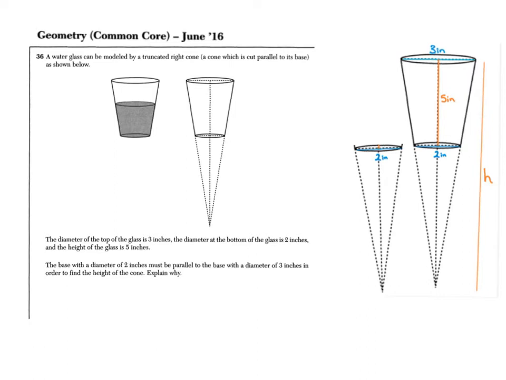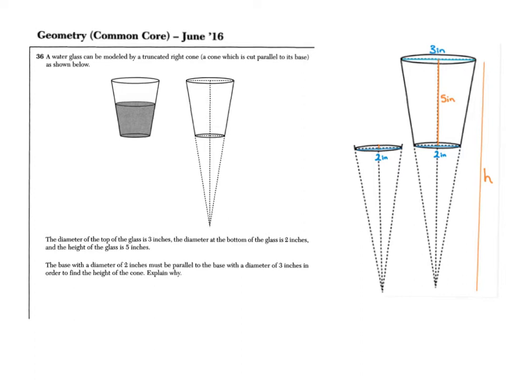So I've broken the picture apart so that you can see the two cones with the measurements that are there. The diameter of the top of the water glass is 3 inches. The bottom of the water glass is 2 inches in diameter. The height of the water glass is 5 inches. And the height of the cone we're going to call h.